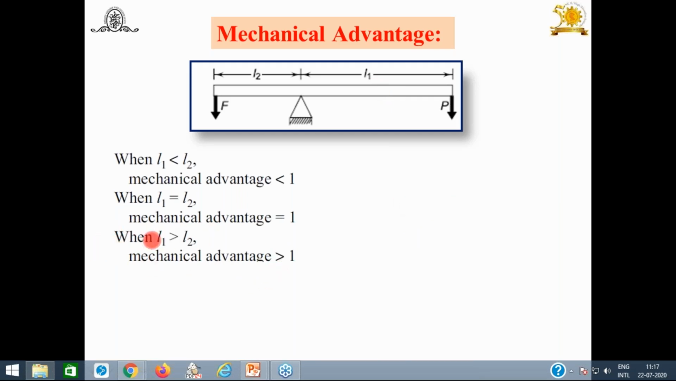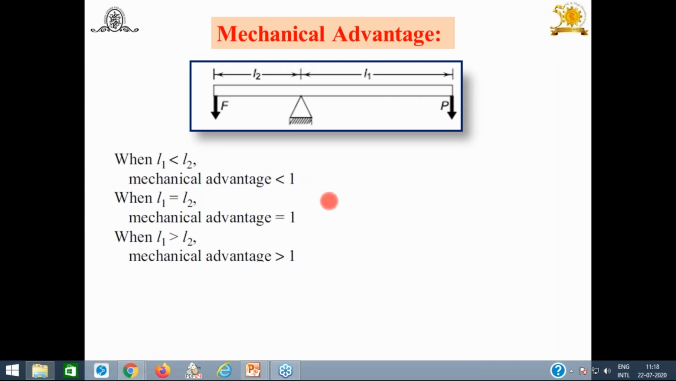Look at the third case. When L1 is greater than L2, mechanical advantage is greater than 1. Now suppose I change the pivot position to the middle, so what would happen? L1 becomes equal to L2, and then mechanical advantage is equal to L1 by L2, which equals 1. In the third case, when I shift the pivot towards the load side, look at the cursor, this position, this is L1 and L2. L2 is greater than L1, so mechanical advantage is less than 1.